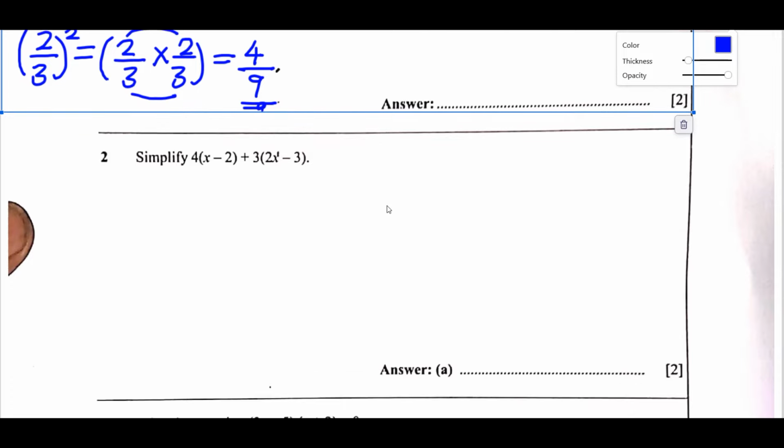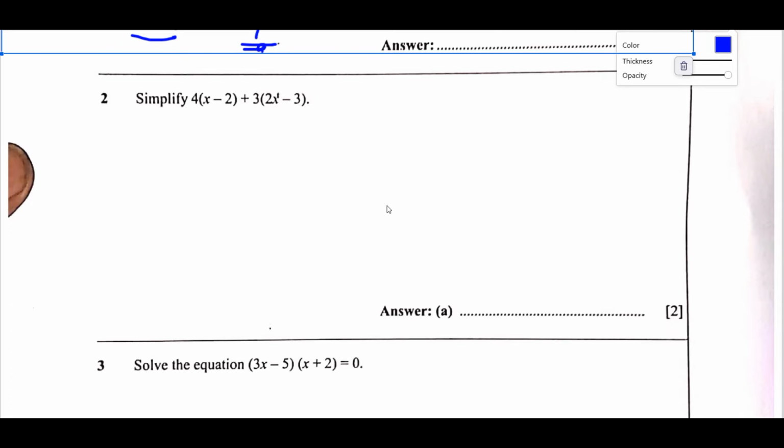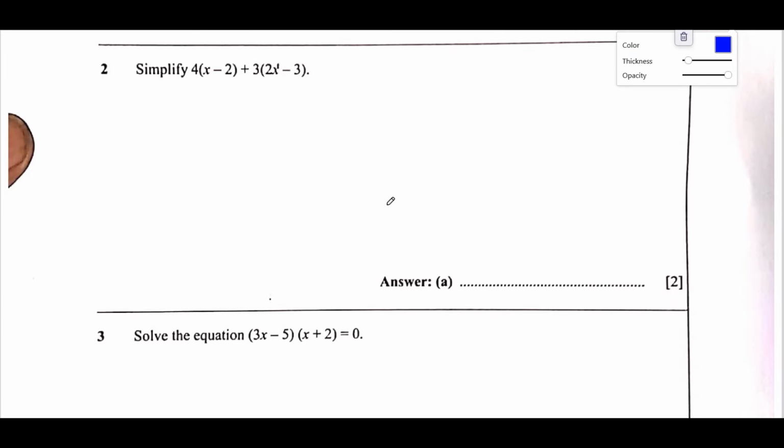We move on to question number 2. Question number 2 is where we are told to simplify. To simplify simply means to make it simple. So we have 4 multiplied by x minus 2. Then the second one, 3 multiplied by 2x minus 3.